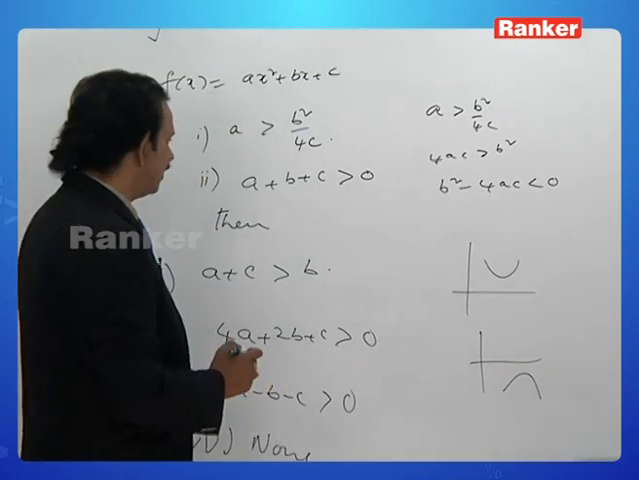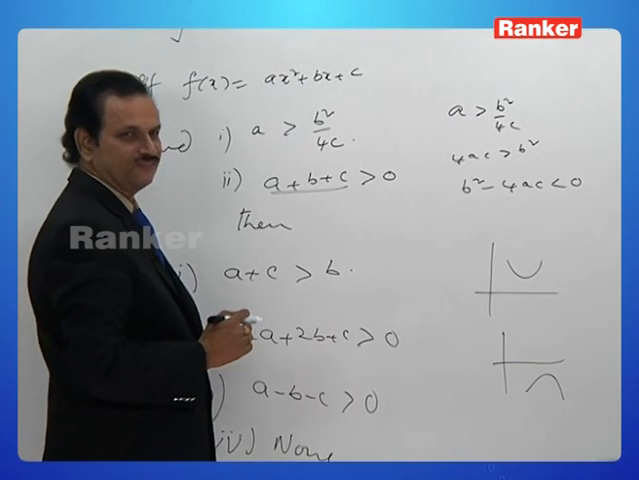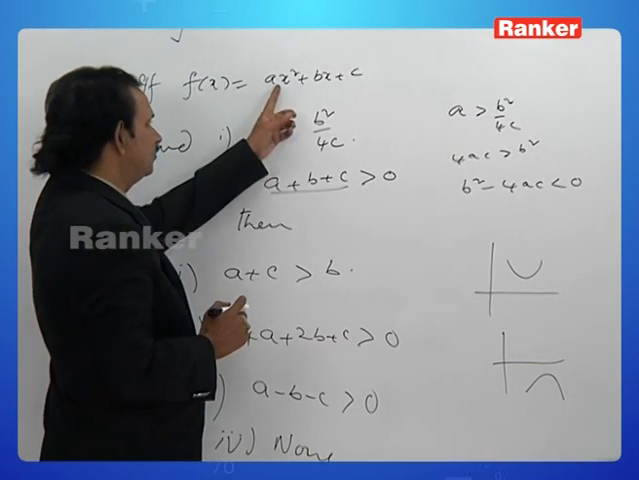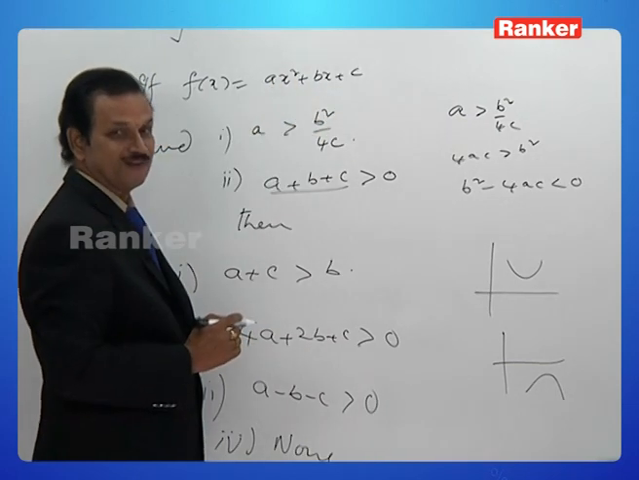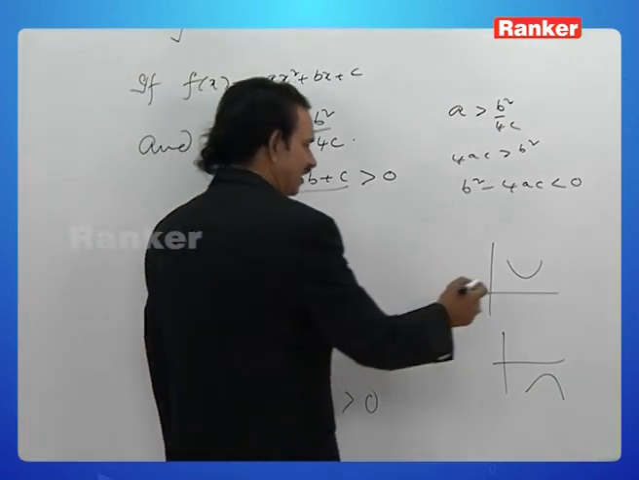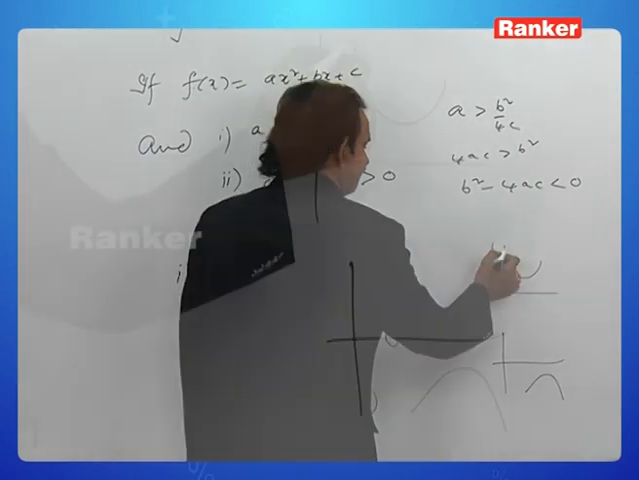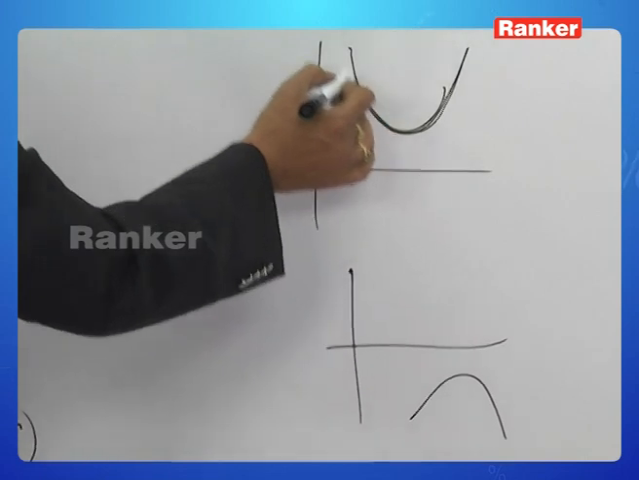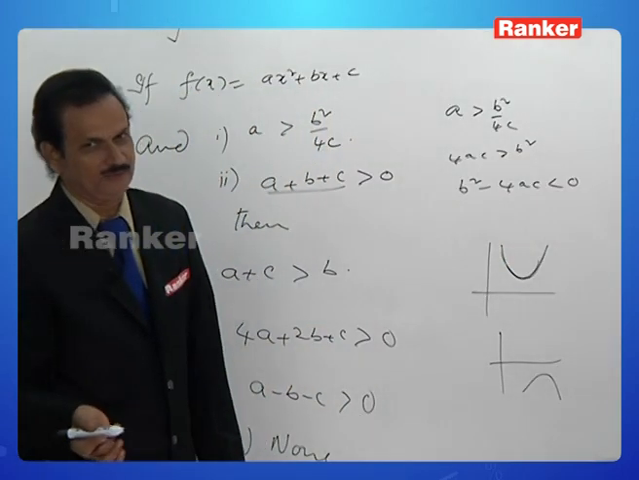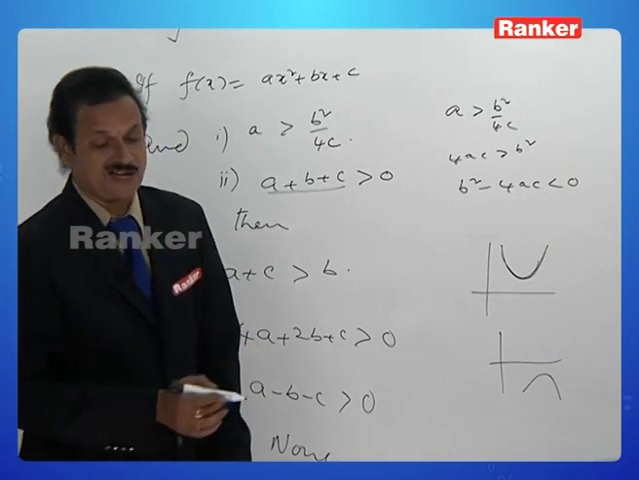Of course, one important information has been given. A plus b plus c is greater than 0. What does it mean? A into 1 square plus b into 1 plus c, that is f of 1, is positive. That is, we are able to have one positive value. If one value of f of x is positive, every value is positive, because some f of x's are positive, some f of x's are negative.